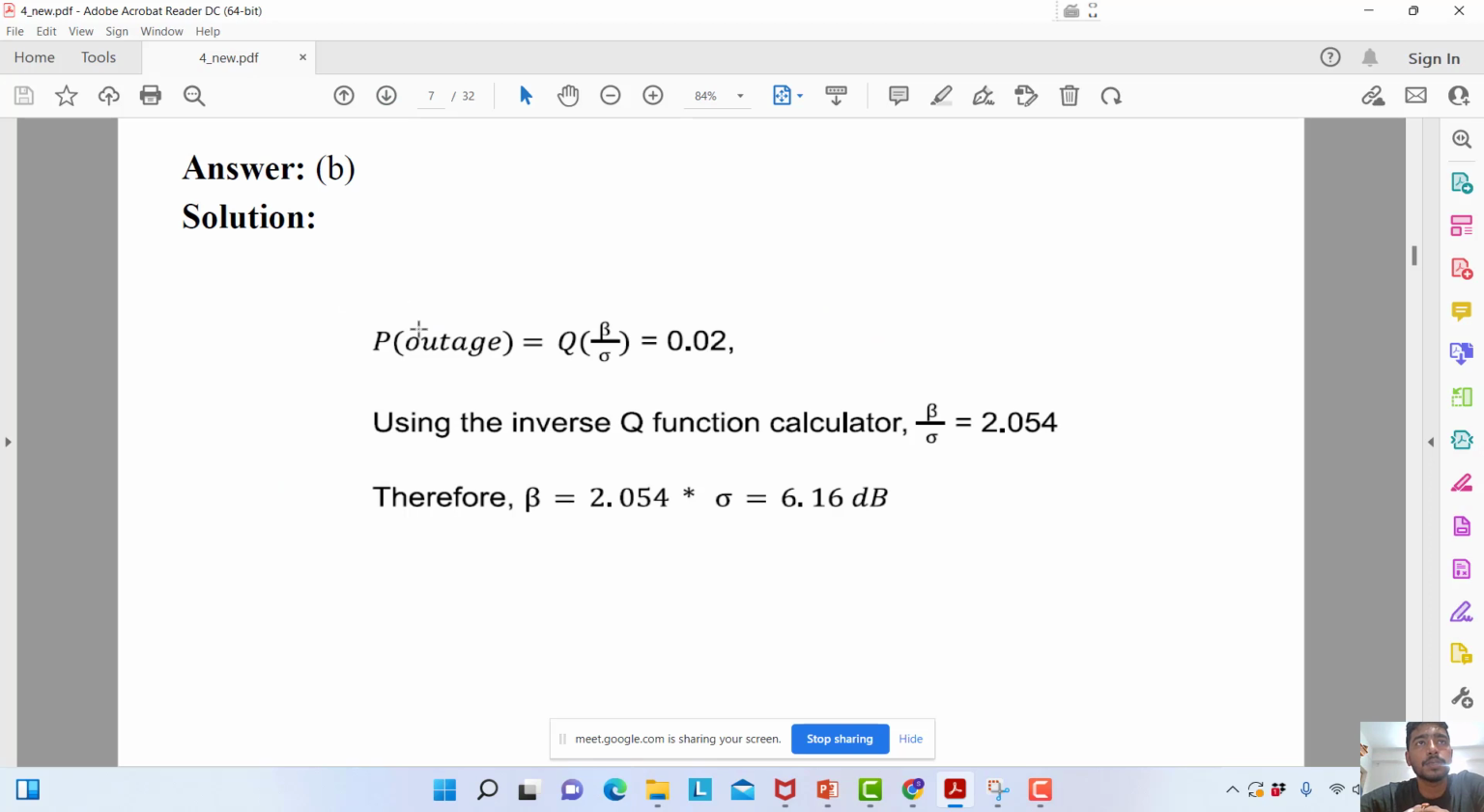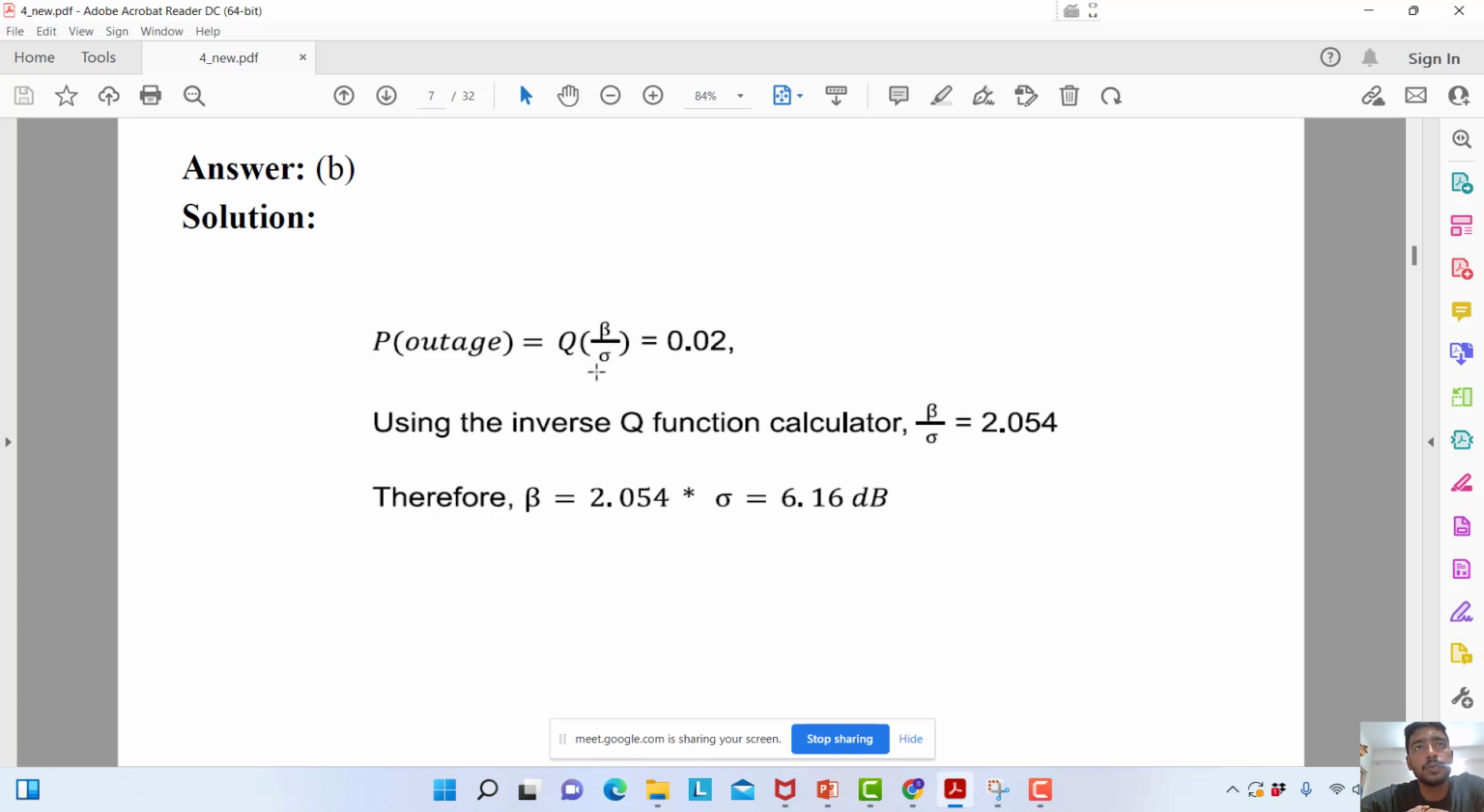So this is the explanation of question number 3. Basically, there is a relation between the outage and the margin. P outage is equal to Q in terms of beta and sigma. Our outage probability is 2%, so it will be 0.02. Sigma is given as 3 dB. We have to calculate beta.